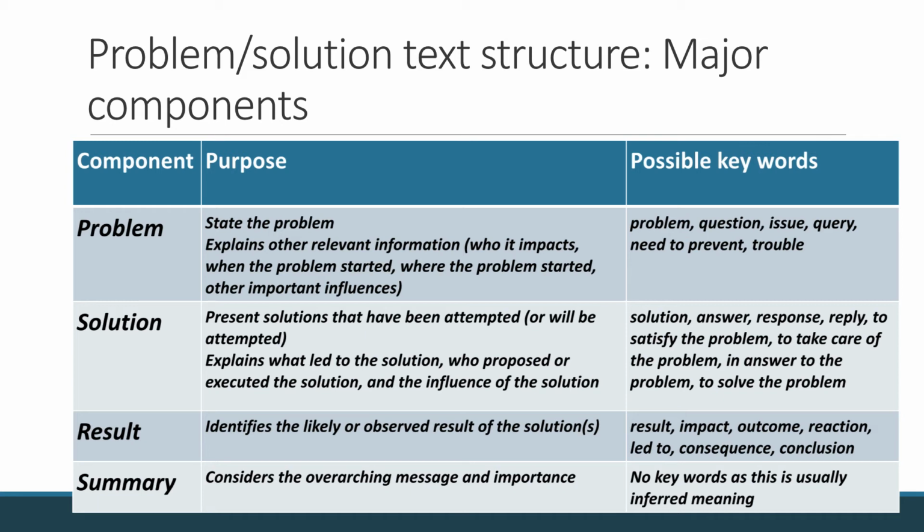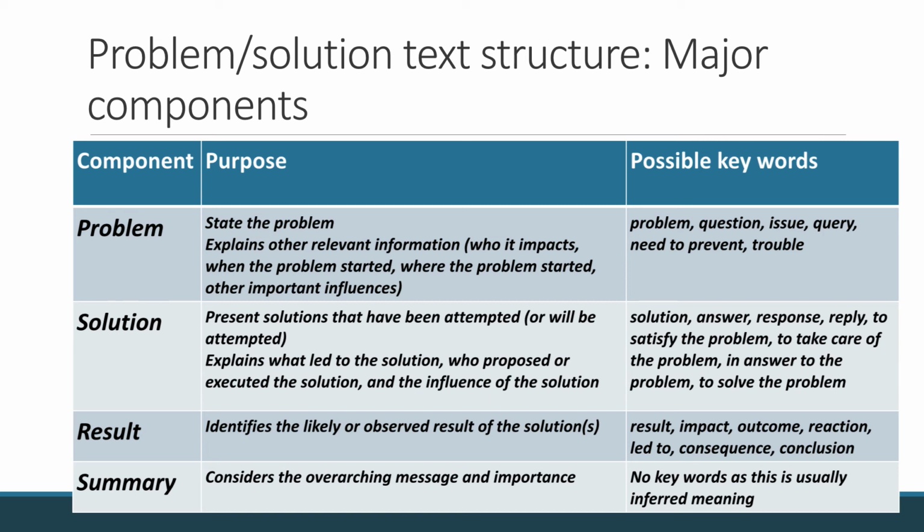Finally, the result component is the part of the passage that explains the overall result of the problem and solution. It may ask if the problem has improved since the solution was implemented, and if the solutions have not yet been implemented, the passage is likely to talk about the extent to which these solutions will solve the problem and what else might be needed. Some key words that may signal that the result is being presented include result, impact, outcome, reaction, led to, consequences, and conclusion.